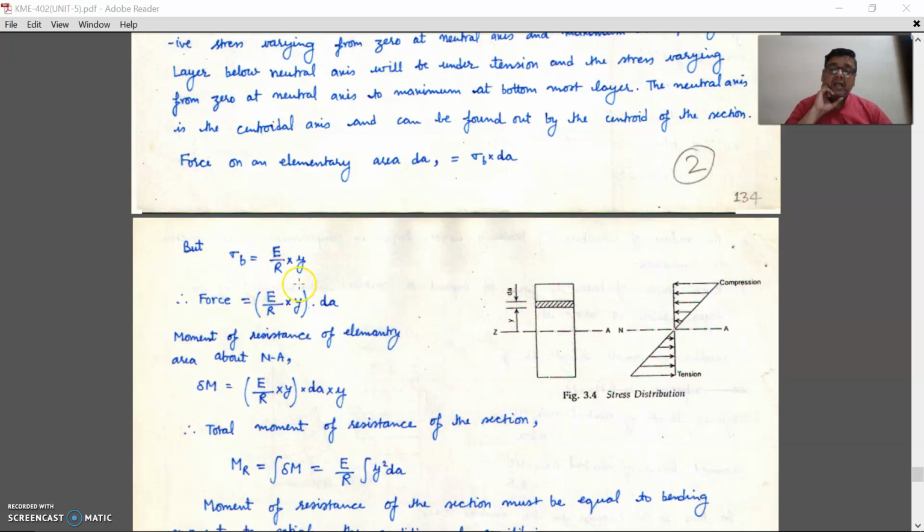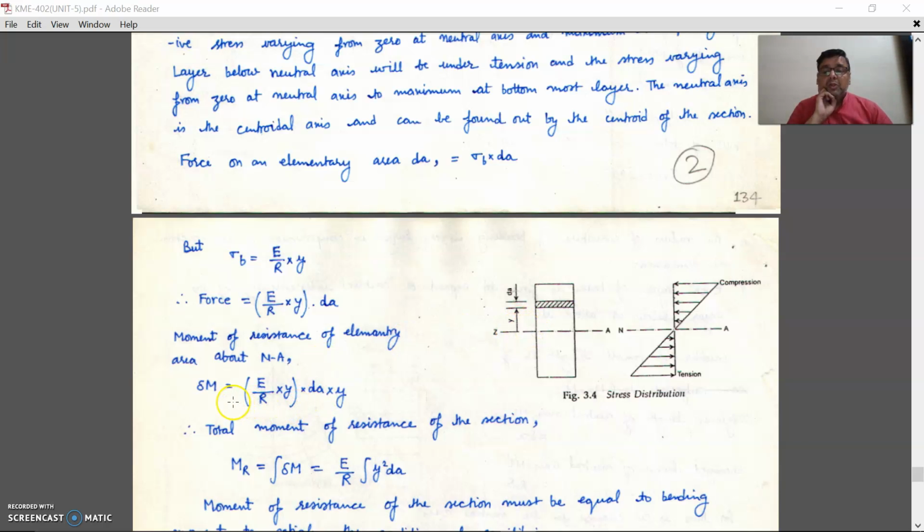I had already done that, and in that case I transferred this value of sigma b, E by R into y, into this equation, and that's how the force is equal to E by R into y into dA, right? And if I calculate the total moment of resistance on this elementary area, what will that be? That will be dM, force multiplied by perpendicular distance. And what is that perpendicular distance?